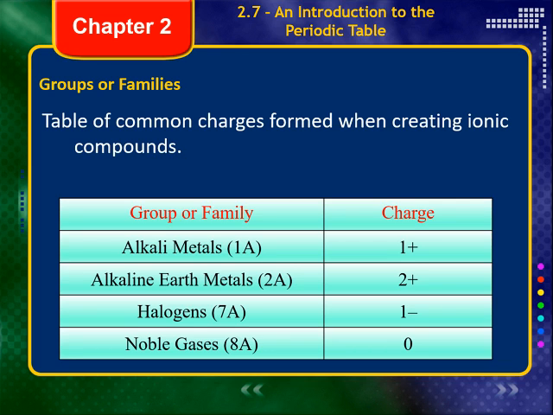The halogens in 7A, that's main group 7, are going to have a charge of -1 because they are going to gain 1 electron. And then the noble gases all the way on the right, main group 8, are going to have a charge of 0 because they are not going to lose or gain electrons.